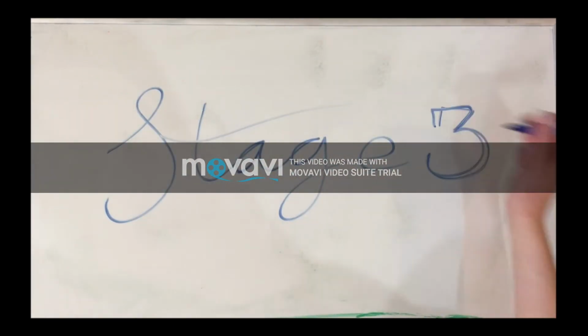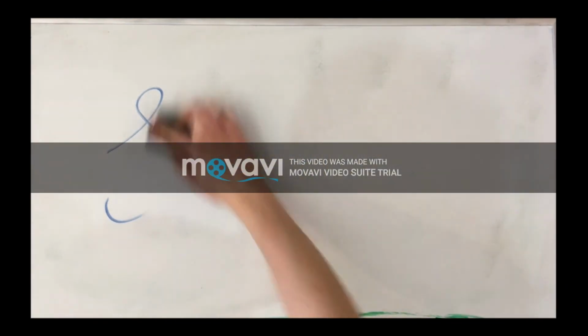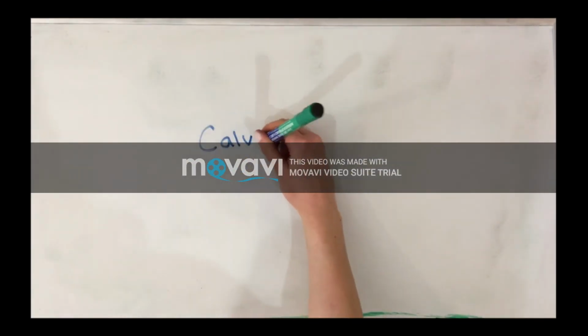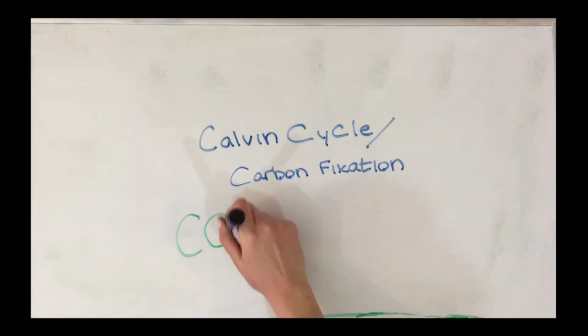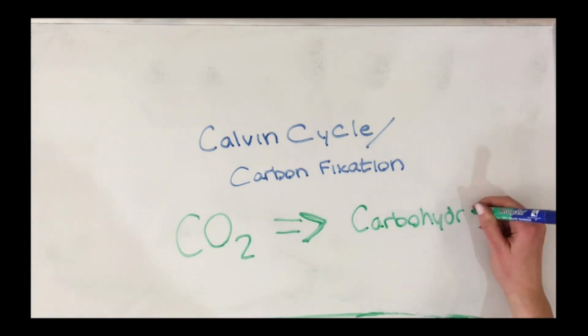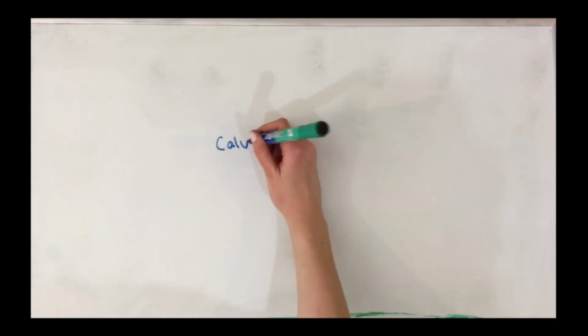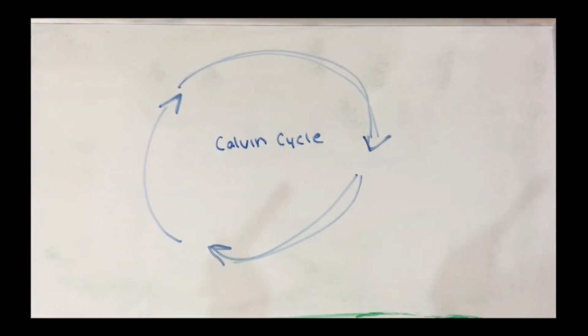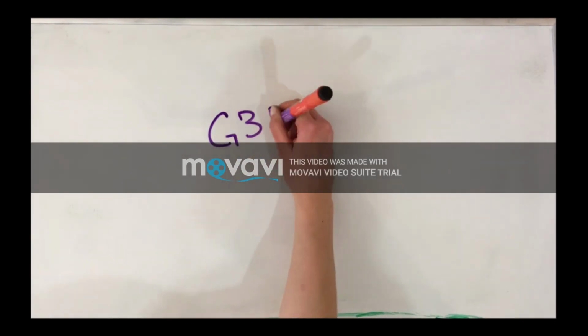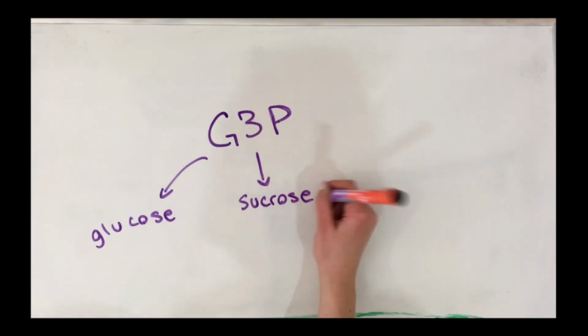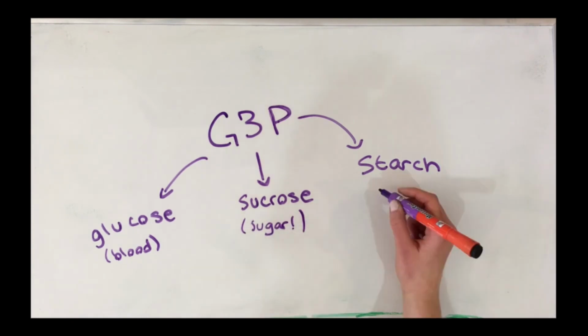Stage 3 of photosynthesis is the Calvin cycle and carbon fixation. The Calvin cycle, also known as carbon fixation, is the taking of CO2 molecules and turning them into carbohydrate molecules. The Calvin cycle uses ATP and NADPH, the electron carriers that were produced earlier. G3P is a sugar specifically created in the Calvin cycle that can be used to create glucose, starch, and sucrose.